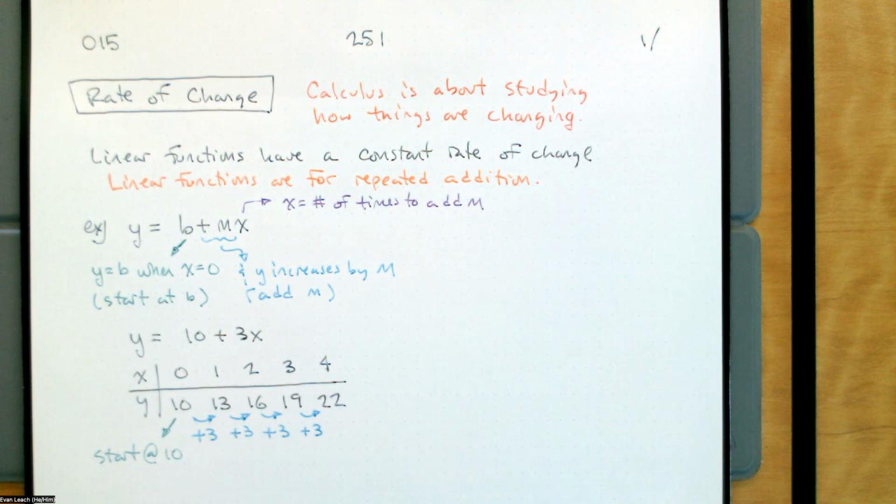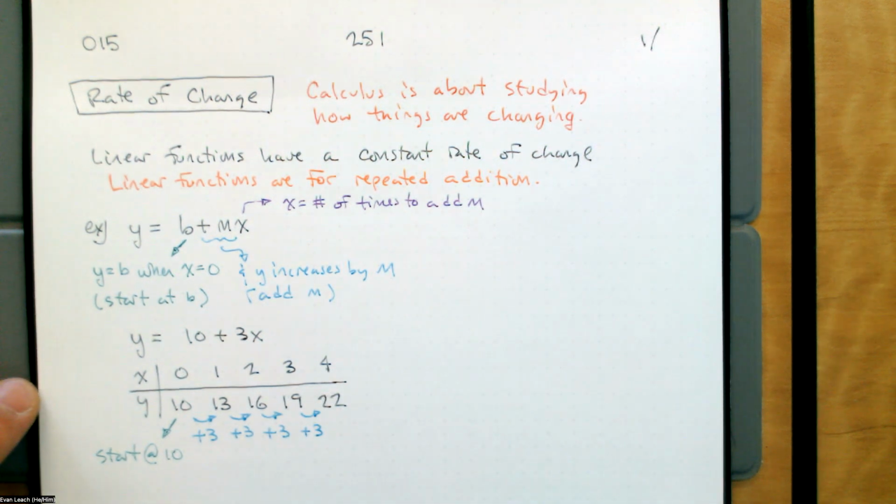That plus 3, plus 3, plus 3, that repeated addition, that's the constant rate of change. We're describing how the function changes with a constant. The change is how much are we adding? We're adding 3. There's our constant rate of change.